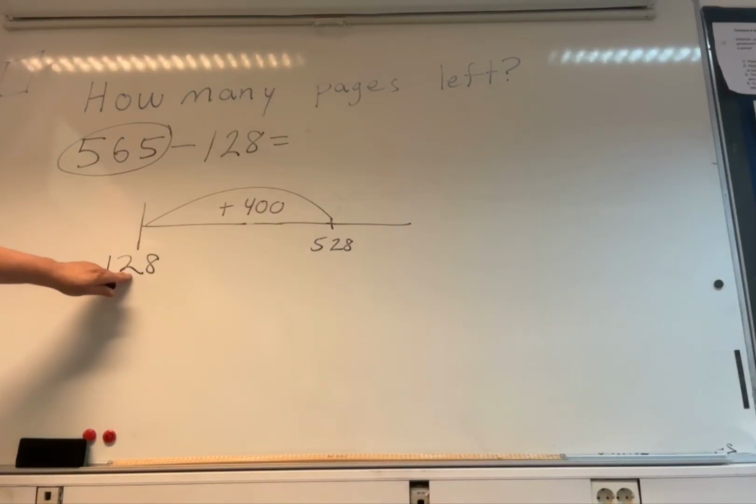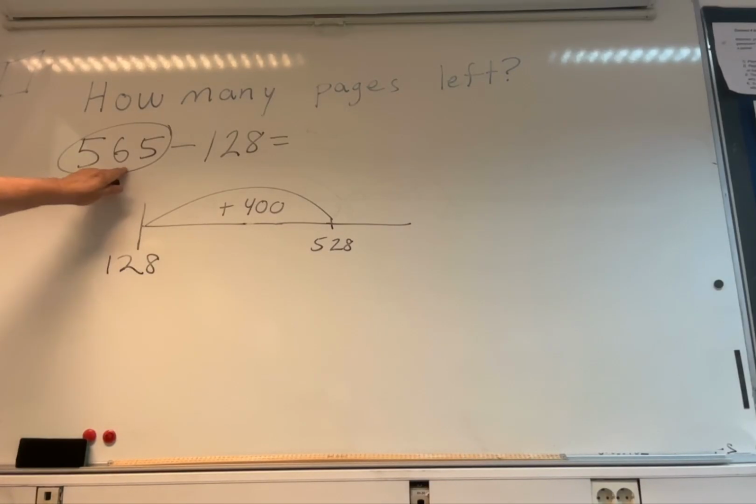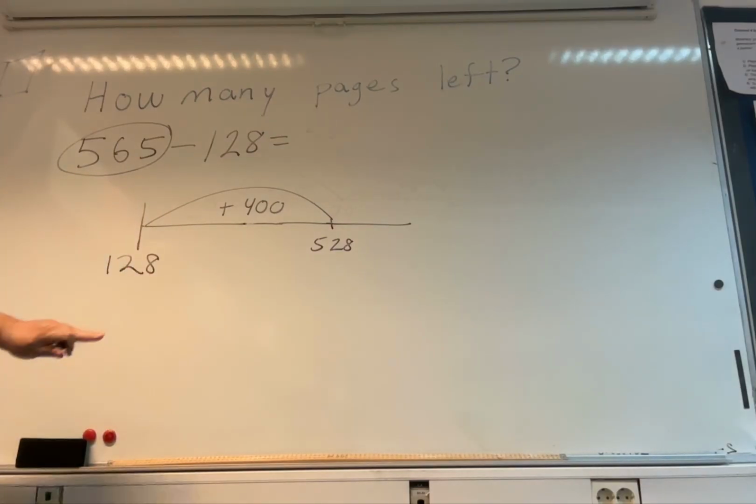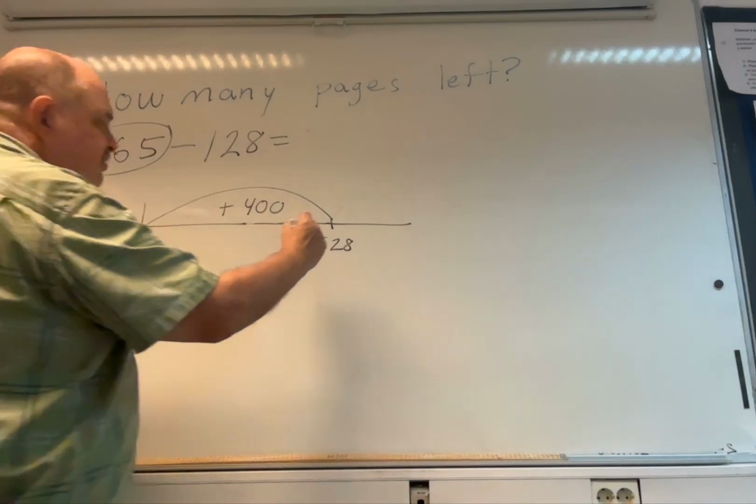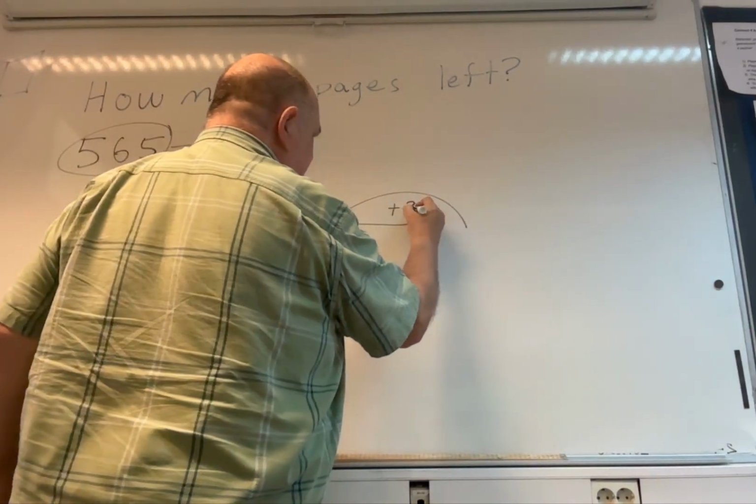28. Could I add 40? 20 and 40? No, that would put me at 8. I'd be over on that one, okay? So I'm just going to add 30 this time. Plus 30.